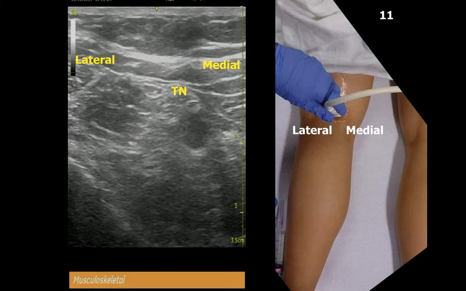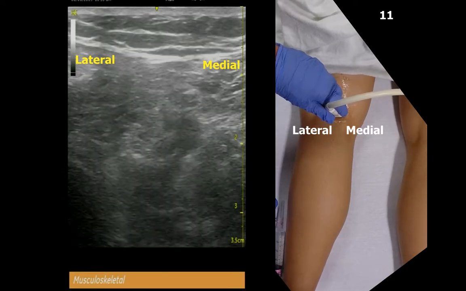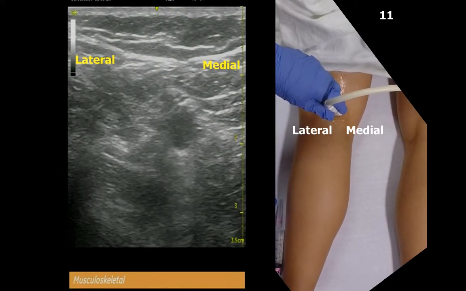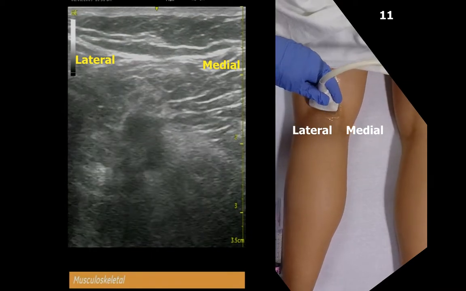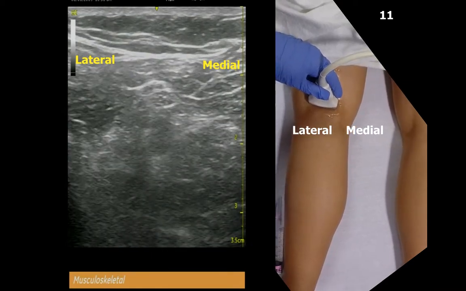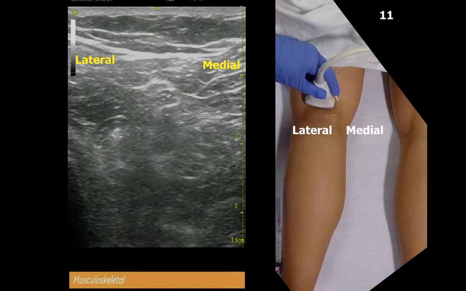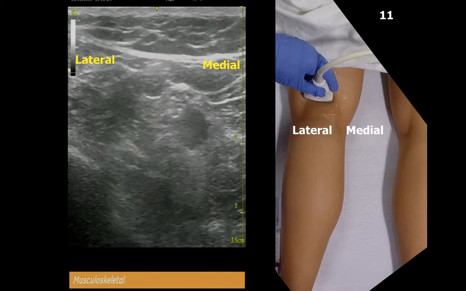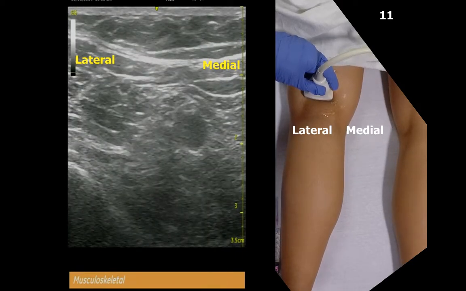The popliteal artery is visible as the transducer is pressed firmly against the popliteal crease. This pressure also compresses the popliteal vein, which is immediately superficial to the popliteal artery. Using the popliteal artery as a point of reference, the popliteal vein and tibial nerve can be identified immediately superficial to the popliteal artery.